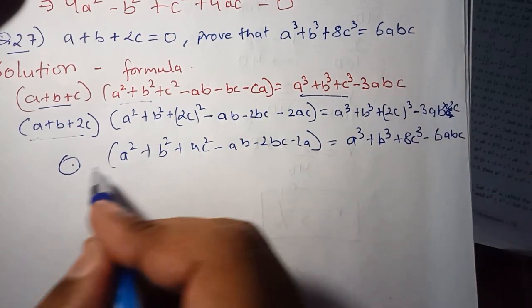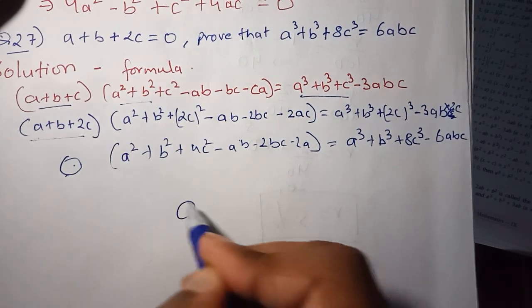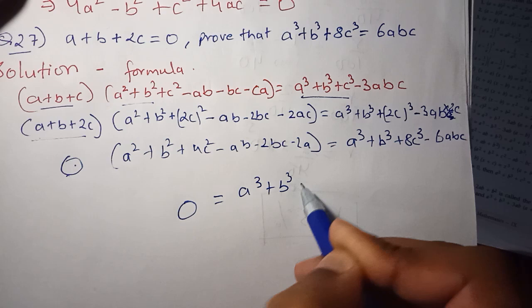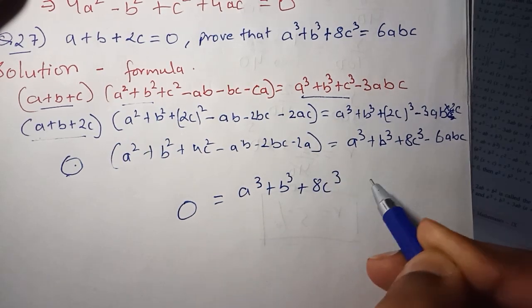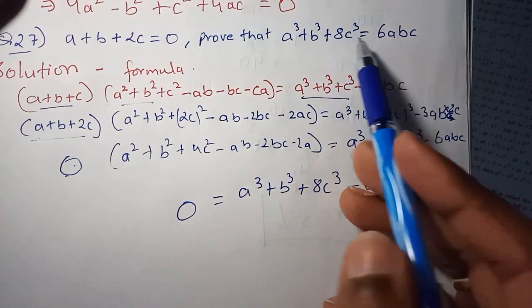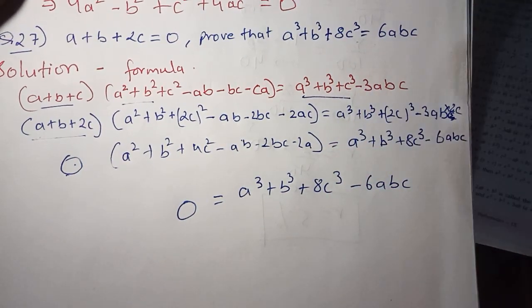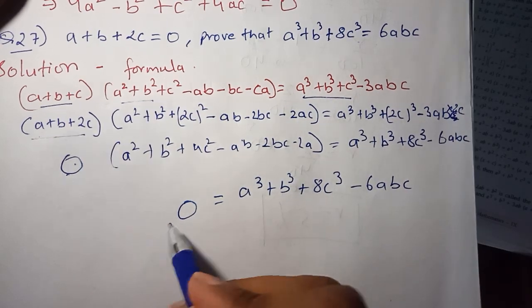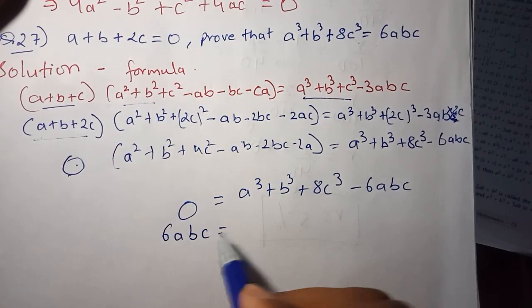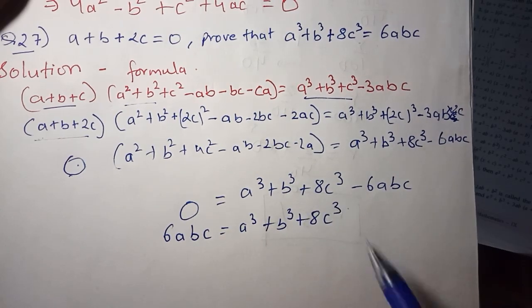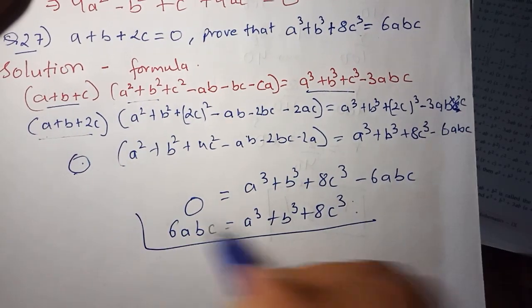Okay, now this becomes 0 equals a cube plus b cube plus 8c cube and minus 6abc. I don't need it over here because according to what I have to prove, that needs to be on the other side. So minus 6abc, if I take it on the other side, it's going to be 6abc equals a cube plus b cube plus 8c cube. Okay, and this is my answer, this is my proof.